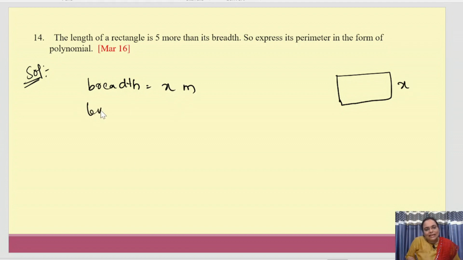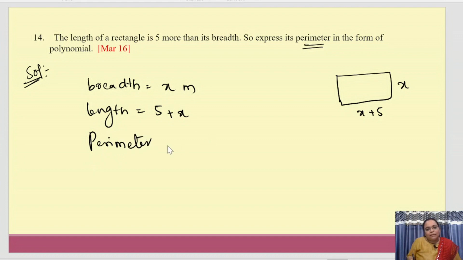So, what is the length he has given? Length is 5 more than breadth, which is x plus 5. So, we need to express its perimeter in the form of a polynomial. So, what is the perimeter of a rectangle? Perimeter of a rectangle is equal to 2 into (L plus B).